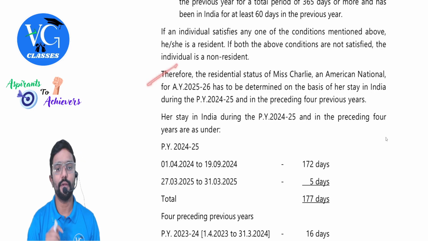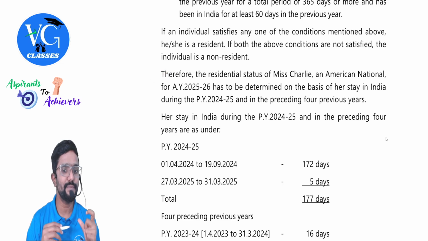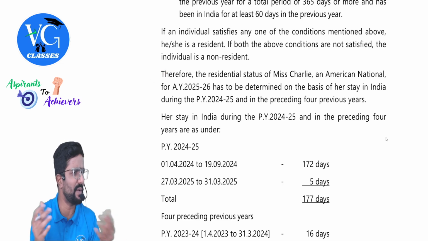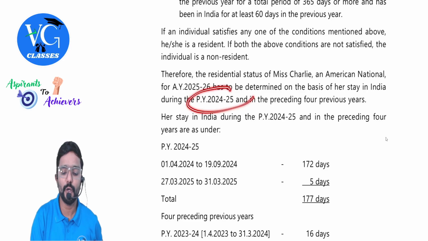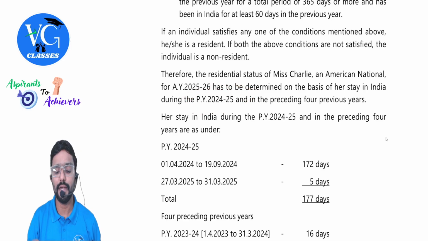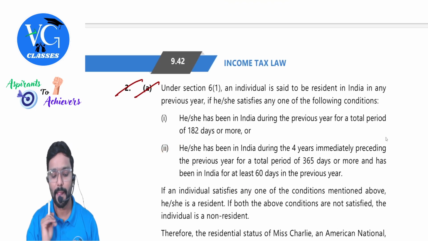Yes. Therefore, the residential status of Miss Charlie, an American national, for assessment year 25-26 or previous year 24-25, has to be determined on the basis of her stay in India during the previous year 24-25 and in the preceding 4 years. That is with respect to the second condition. Clear? Yes.